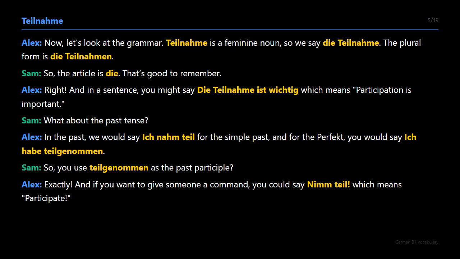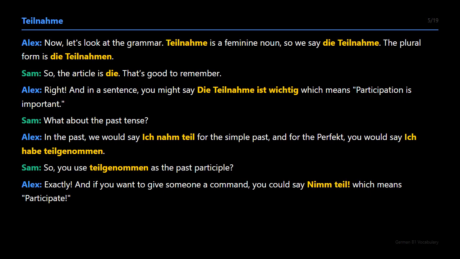What about the past tense? In the past, we would say, Ich nahm teil, for the simple past. And for the perfect, you would say, Ich habe teilgenommen. So, you use teilgenommen as the past participle.